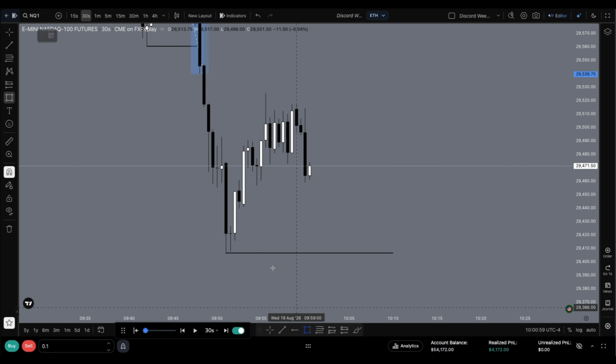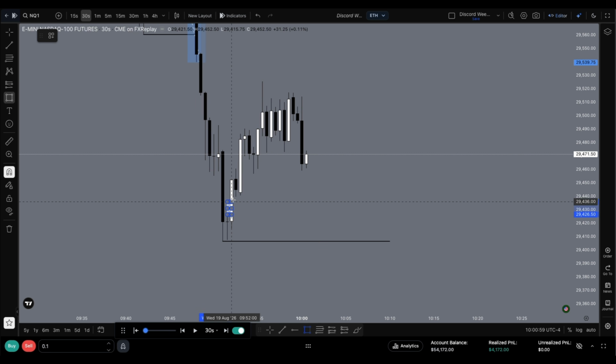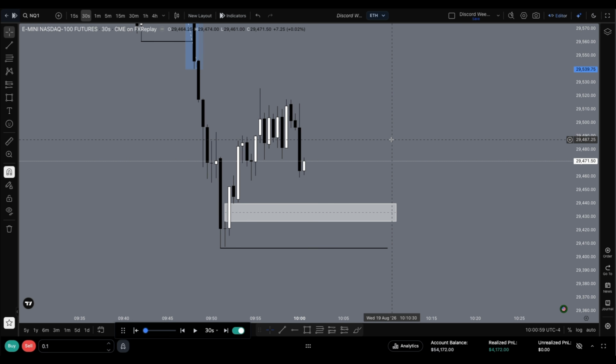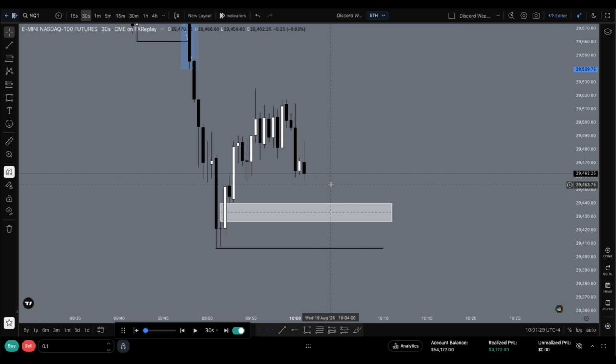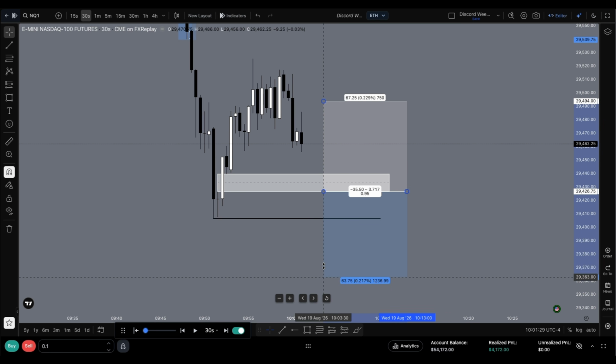However, like I said, look, this one is mitigated and it had a reaction to send price up. So instead of taking that, I'm just going to play it safe and take the unmitigated one, the one that didn't give price a reaction, or that hasn't even been tapped. So we're going to have to front run this for sure because we are very, very close.